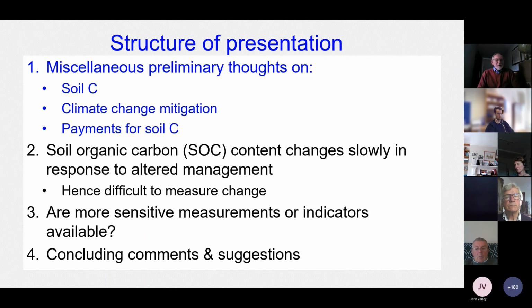Now, this is the structure of what I want to do. I'm going to have some miscellaneous points about soil carbon. That'll take quite a bit of time. And then I'm going to talk about how soil carbon changes pretty slowly in response to changes in management. Therefore, it's quite difficult to measure. Then, do we have more sensitive indicators of change, and then some concluding comments.